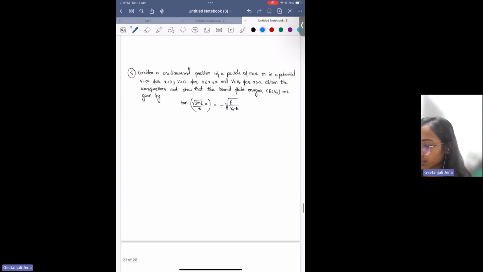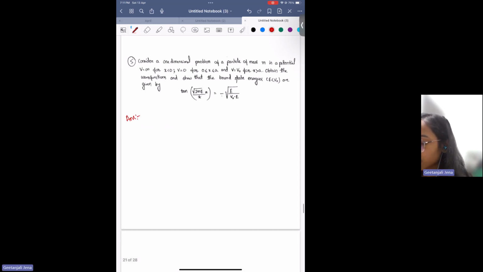Okay, so now let us move to the next question. The next question is also a potential barrier problem. Let me read out the question.